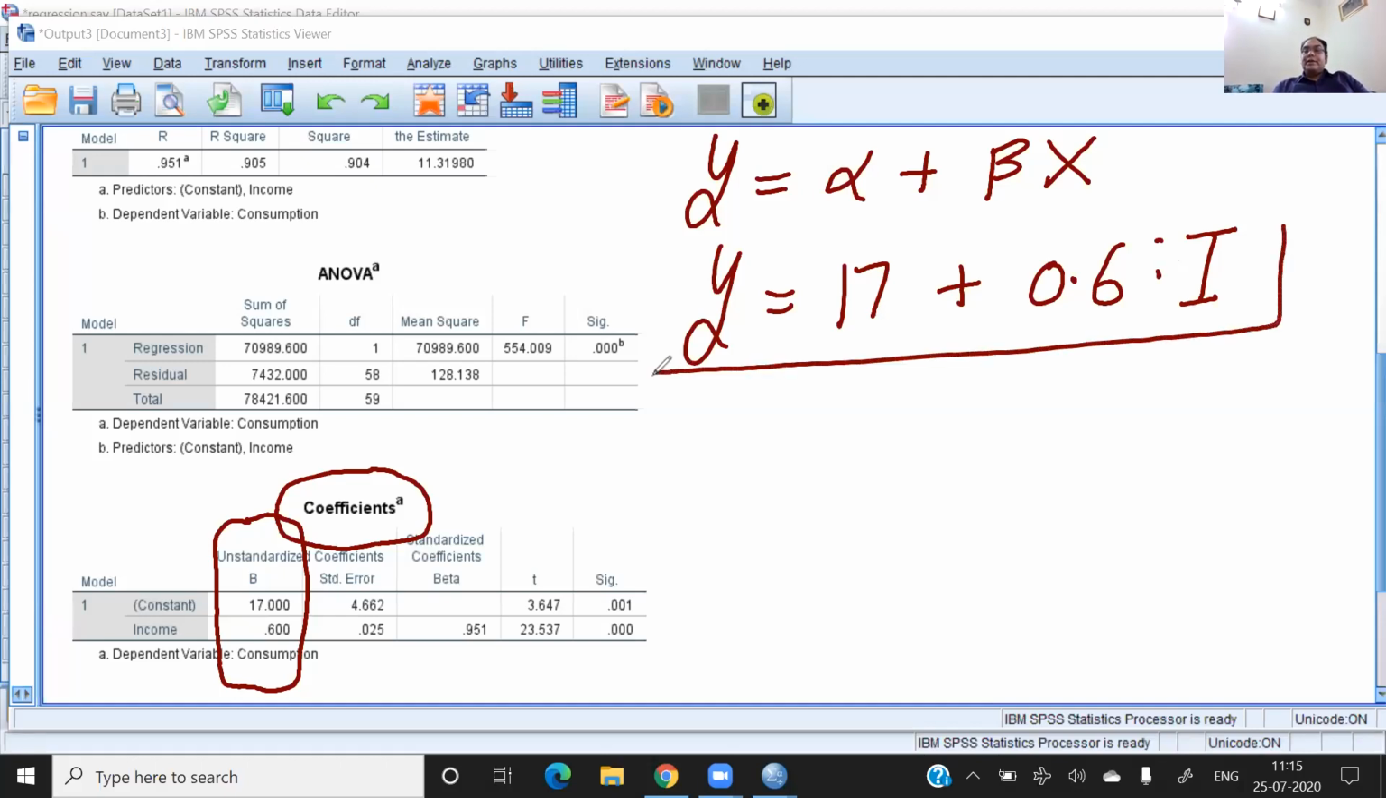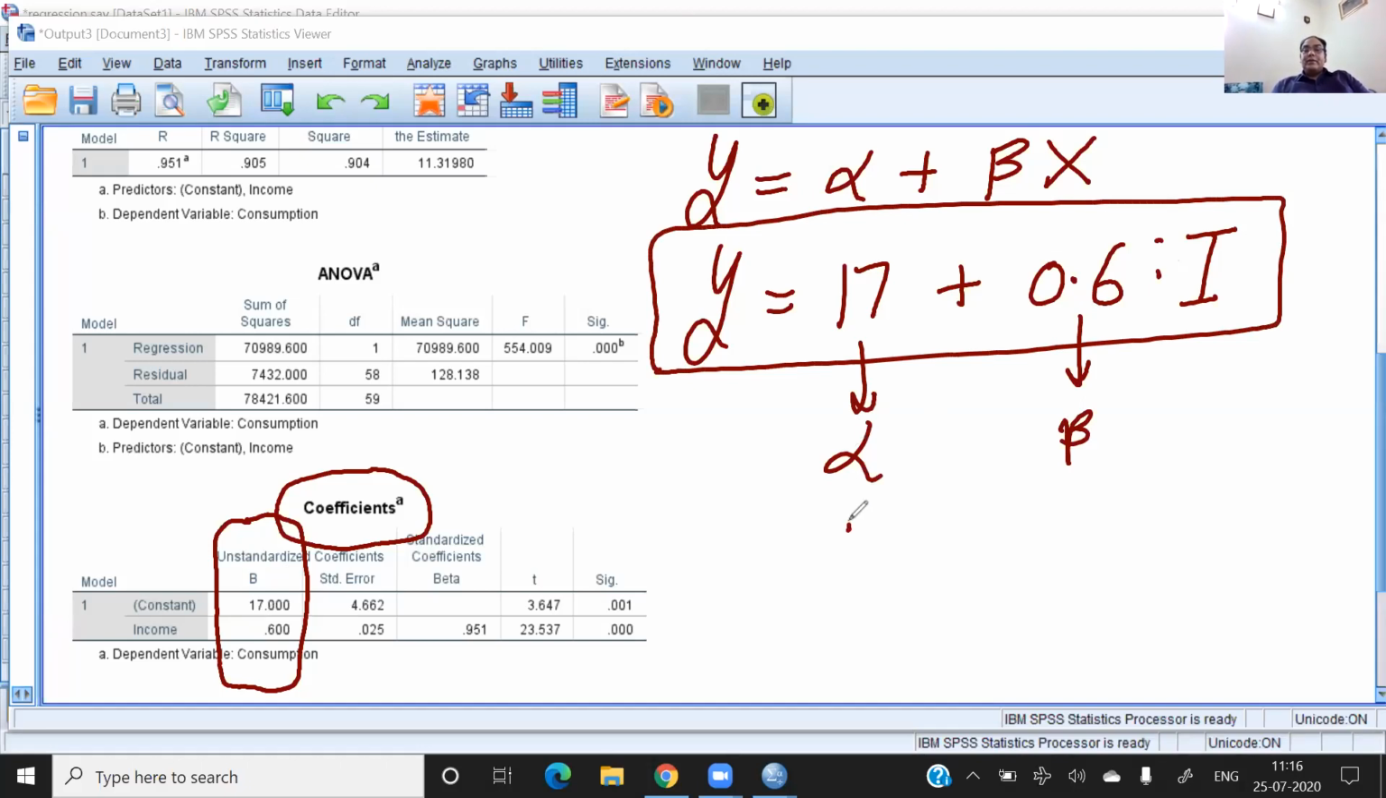So this is the regression model we can draw from here. The intercept is the alpha term, and this is the beta term. So alpha and beta are coming from here. Now what is the meaning of alpha here? Alpha means when income is 0, the minimum level of consumption required is 17 rupees. So when income is 0, the consumption is rupees 17, right? So this is the meaning of alpha.